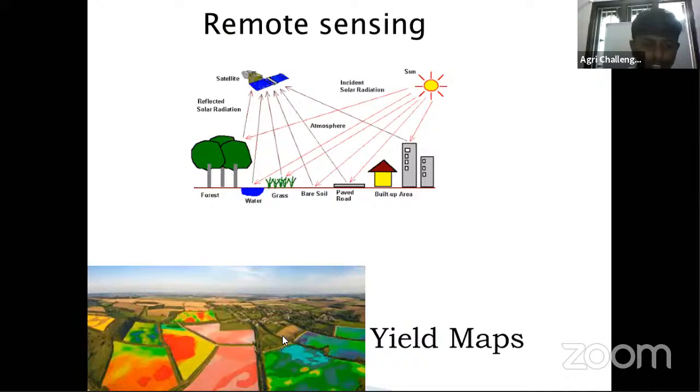Based on that data, in future we will analyze why we got only 5 quintals here and why we got 20 quintals there. And we will go further for best management practices for that specific location, where the problem is.